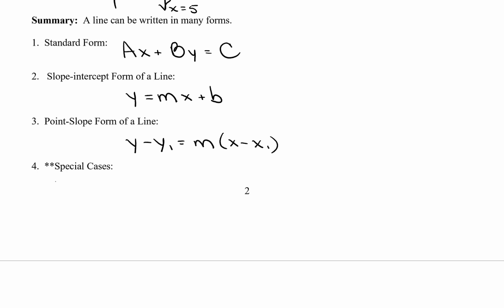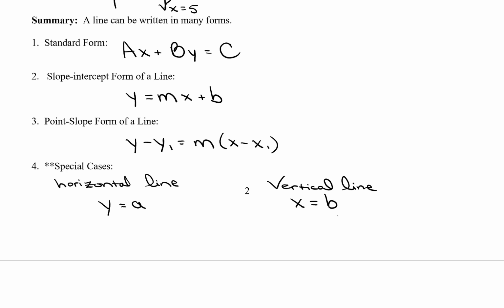So for a horizontal line, I'm going to write down the words horizontal line. And then underneath that, I'm going to give you an example. So something that looks like this, y equal to a, where a is a constant, a is any real number there. And then the second case would be vertical line, x equal to b. So once again, x equal to b, where b is basically any real number there. That's going to be a vertical line.